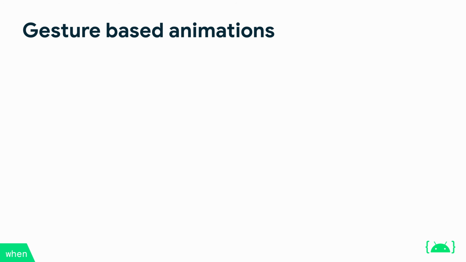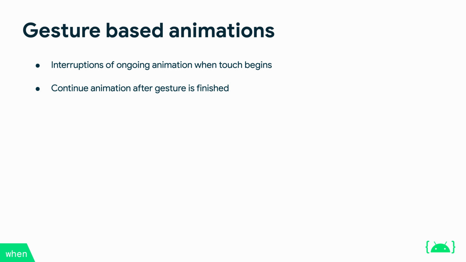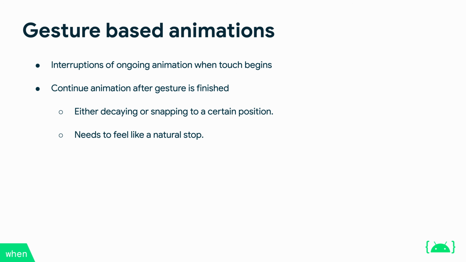Gesture-based animations are interesting because they need to be interruptible when a touch begins, and they need to continue the animation after a gesture is finished, either decaying or snapping to a certain position. And it needs to feel like a natural stop.